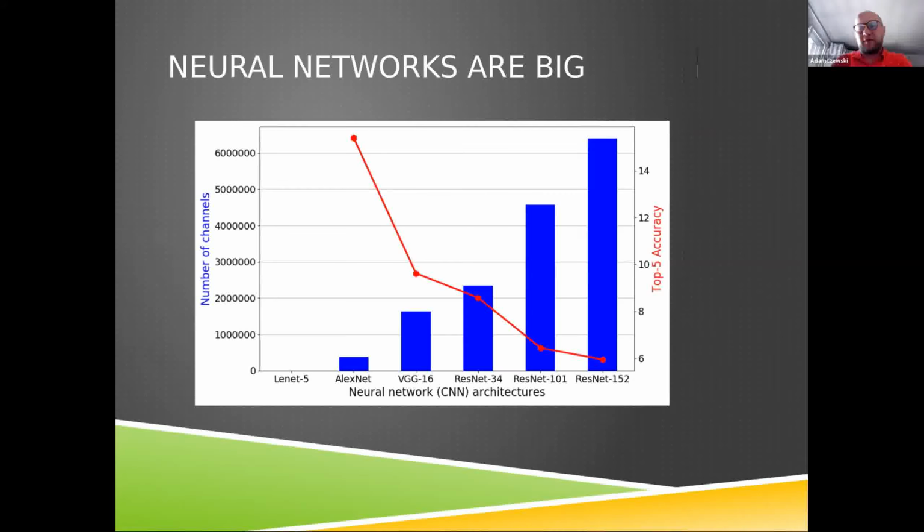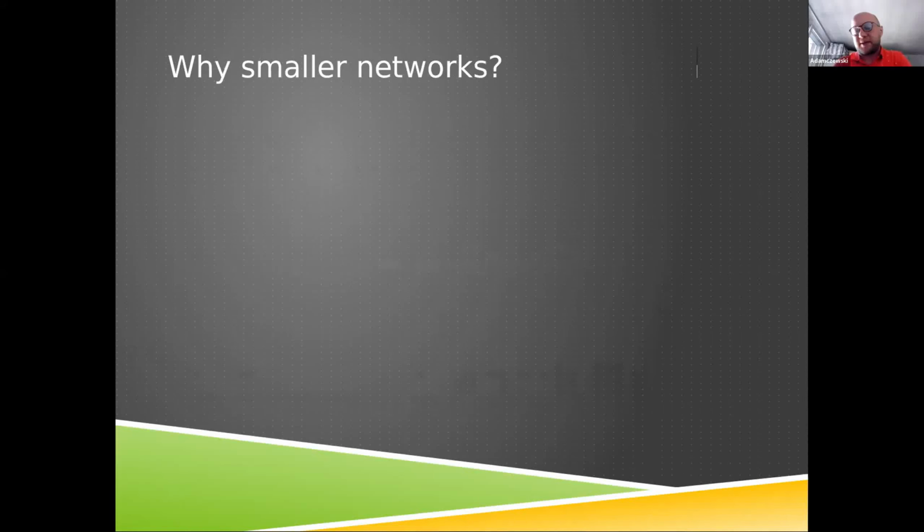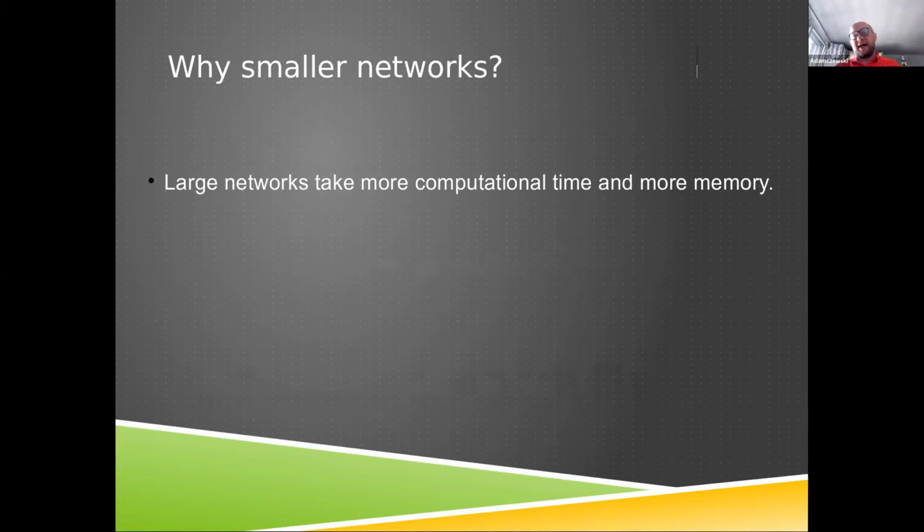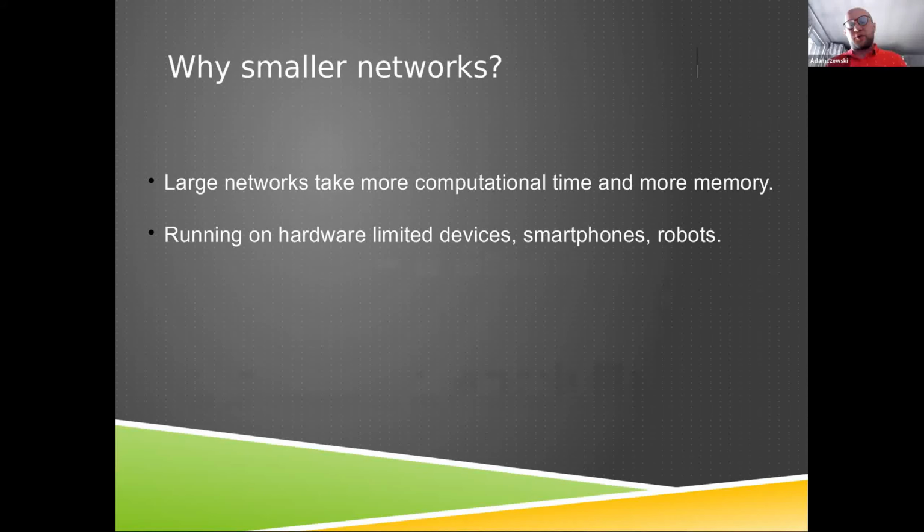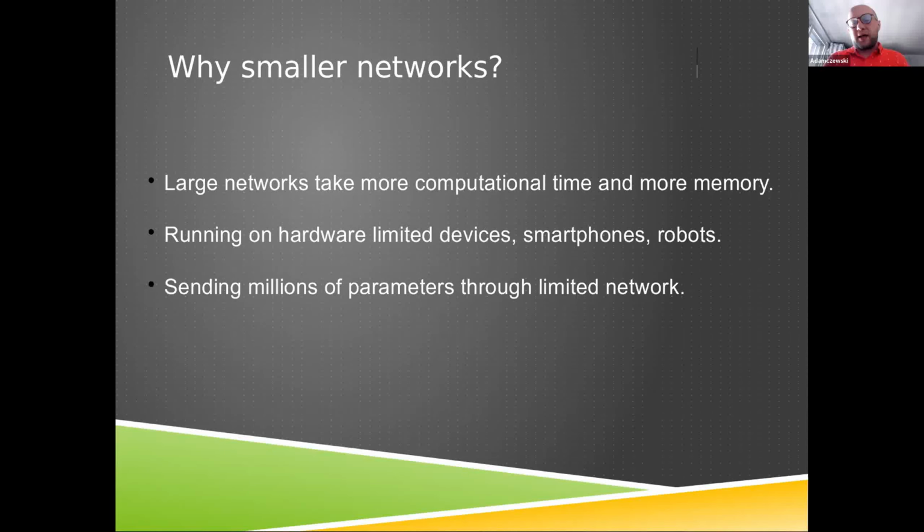However, with the scale, with the fact that they are getting bigger and bigger, we start having issues. So perhaps we would like to have smaller networks. Why is that? Large networks take more computational time and more memory. Running on hardware-limited devices such as smartphones, robots, drones might be difficult, as well as sending millions of parameters through a limited network. Also, the energy cost of training those big networks is high.